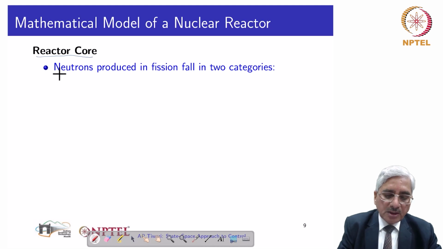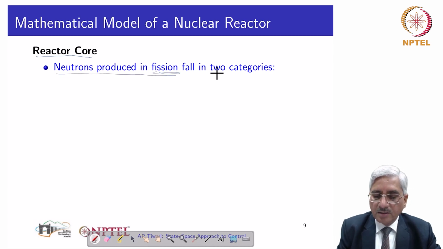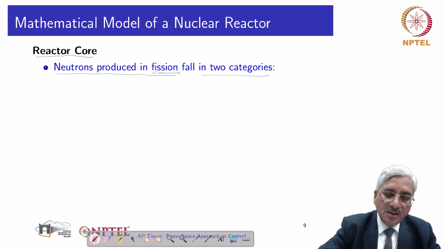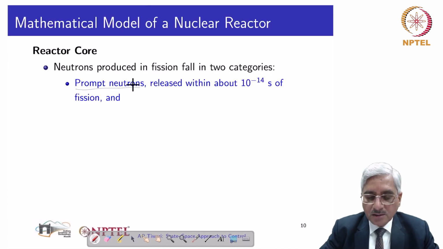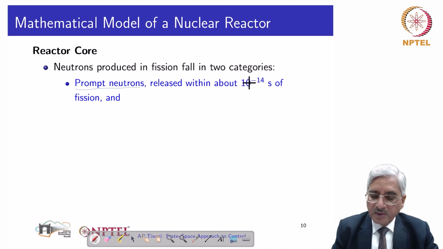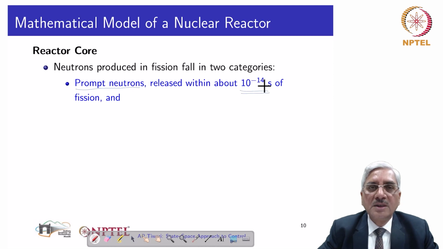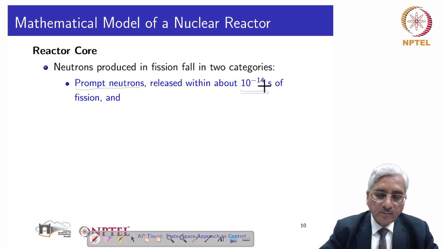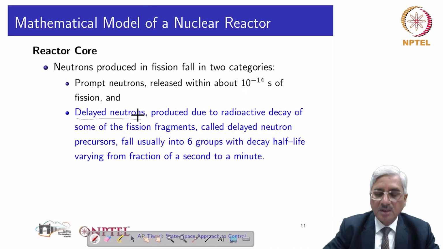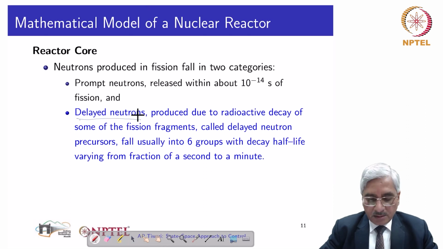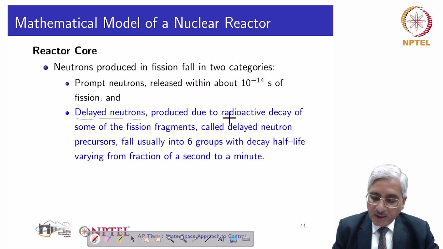The neutrons which are produced in fission fall into two categories. One is called the prompt neutrons. These are the neutrons released almost instantaneously with the fission, within a very short time of the order of 10 to the power minus 14 seconds. The other category is called delayed neutrons, and they are produced due to radioactive decay of some of the fission fragments.